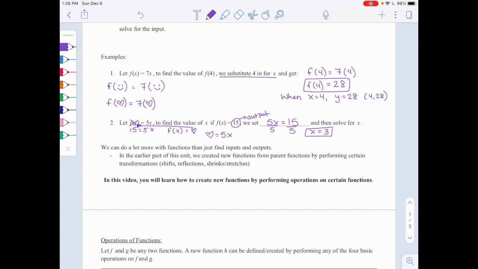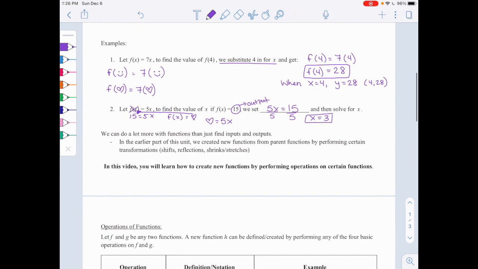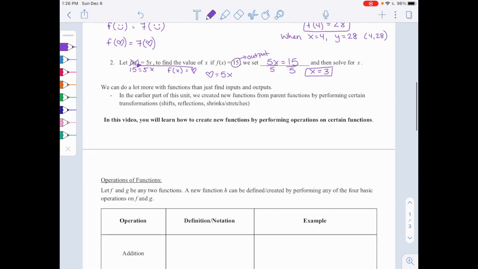So we started off with a parent function, and if we shifted it up and shifted it left, we created this new function. So the whole point of this video and the rest of this unit is other ways to create new functions. You can always make new functions out of pre-existing ones by performing different operations on them, and that's what we're going to talk about today specifically.